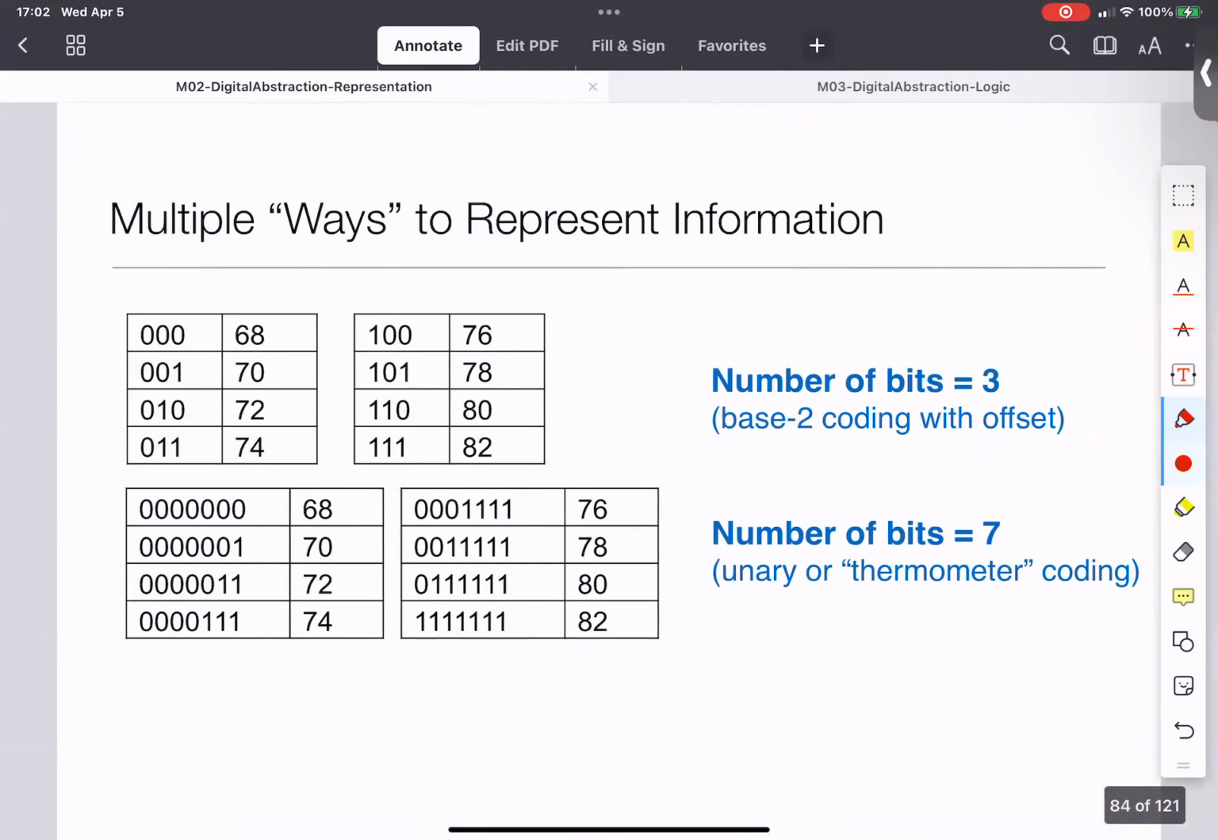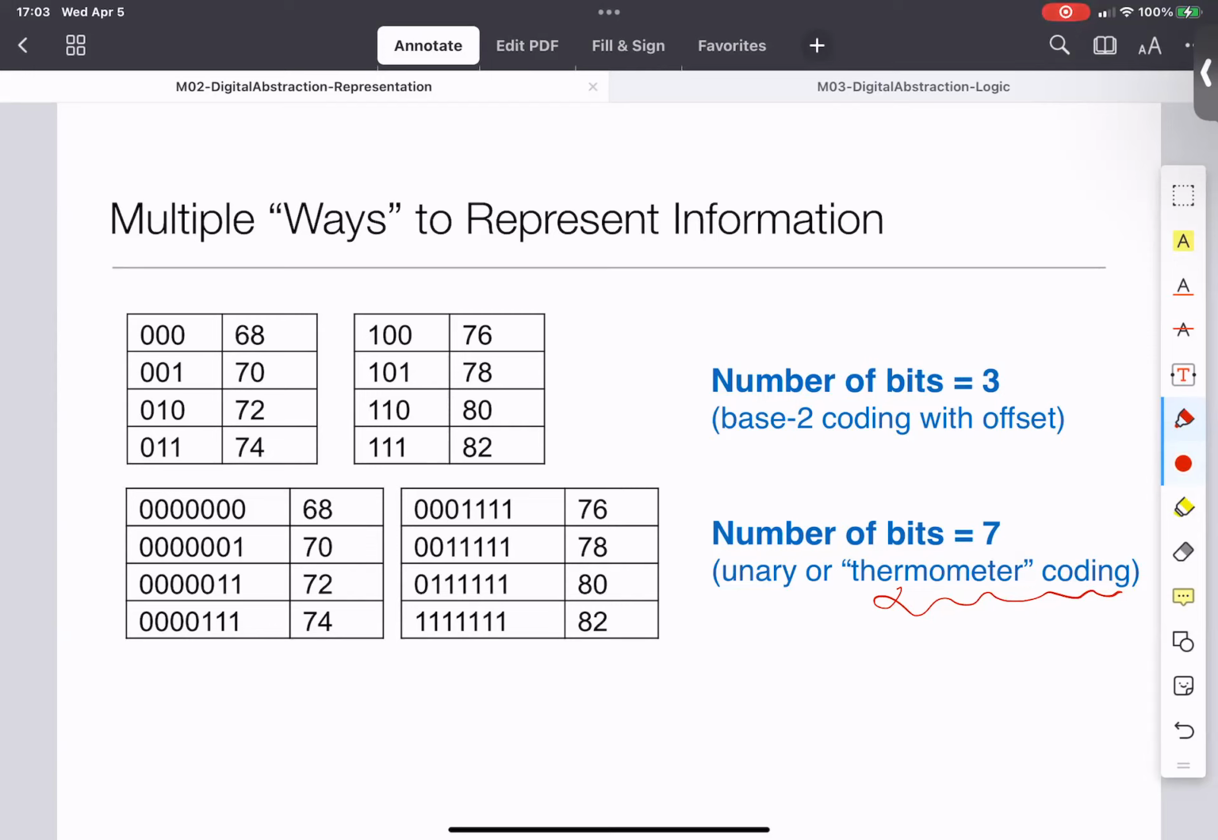These are some other examples. In this way of doing things, 68 is all 0, 70 is 0000001, 72 is 0000011, and so on and so forth. This is called thermometer coding. Why do you think it's called thermometer coding? Anyone? Yeah, exactly. The old mercury thermometer, which rises with temperature. This kind of looks like that. So, thermometer coding.